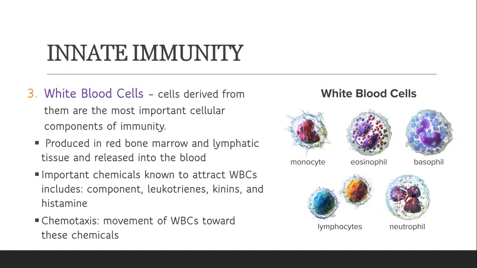Yan. And our monocyte acts as a phagocyte. Yan. So they are produced in the red bone marrow and lymphatic tissue and released in the blood. So important chemical known to attract WBCs are the leukotrienes, kinins, and the histamine. So the movement of the WBCs toward this chemical is called the chemotaxis.